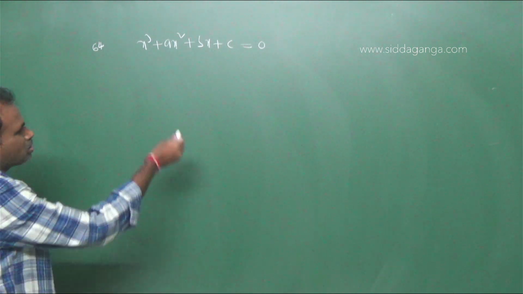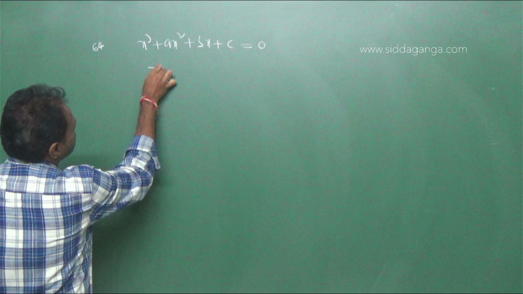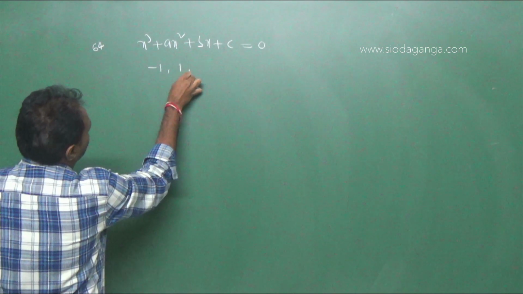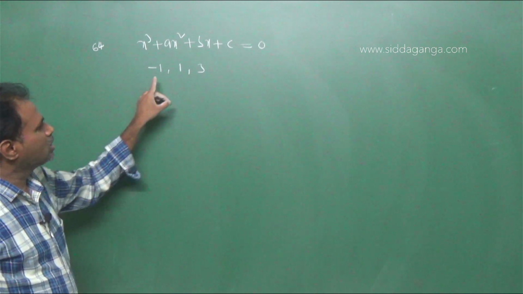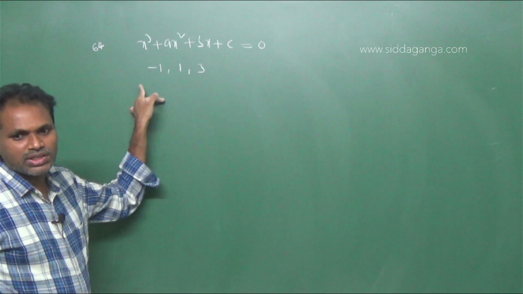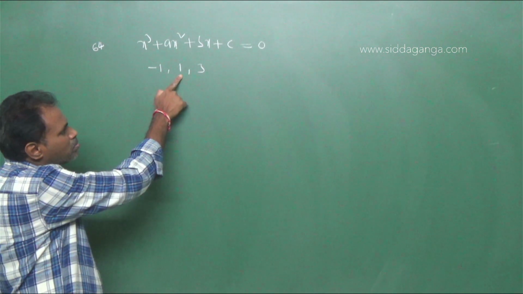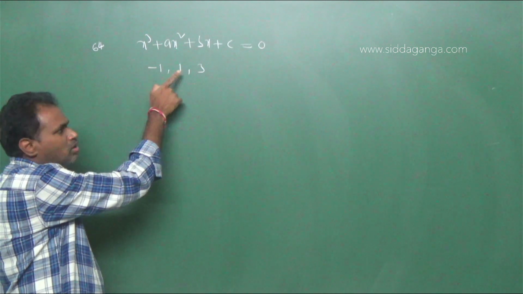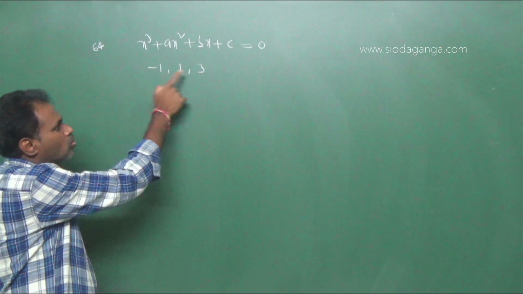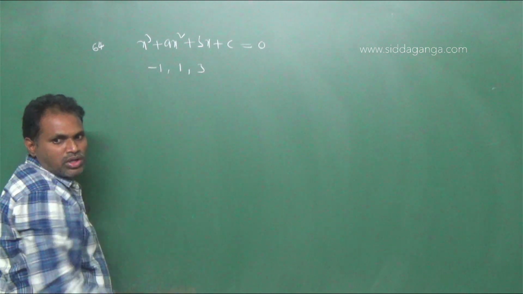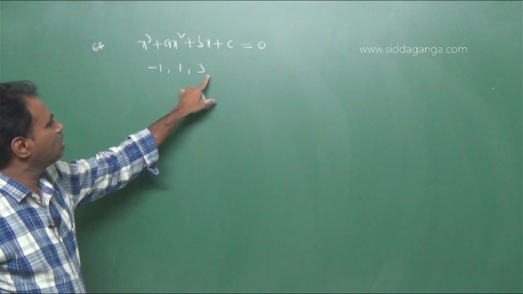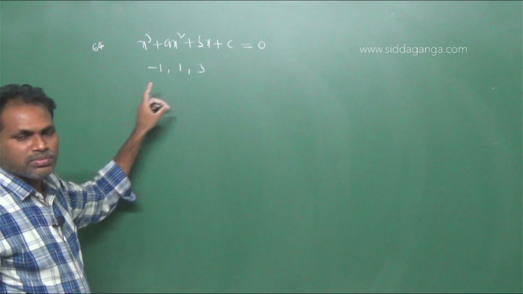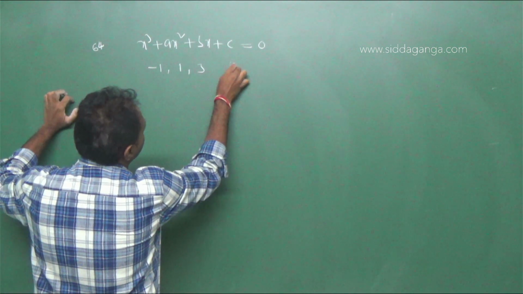Now take some values, that is minus 1, 1 and 3. If you observe these three numbers, these are in AP. Why? Because 1 minus of minus 1 is 1 plus 1, that is 2, and 3 minus 1 is 2. Therefore, the common difference is the same, so these three numbers are in AP.